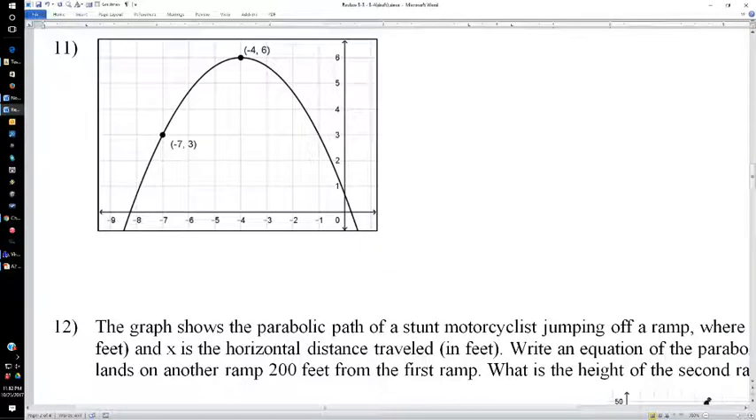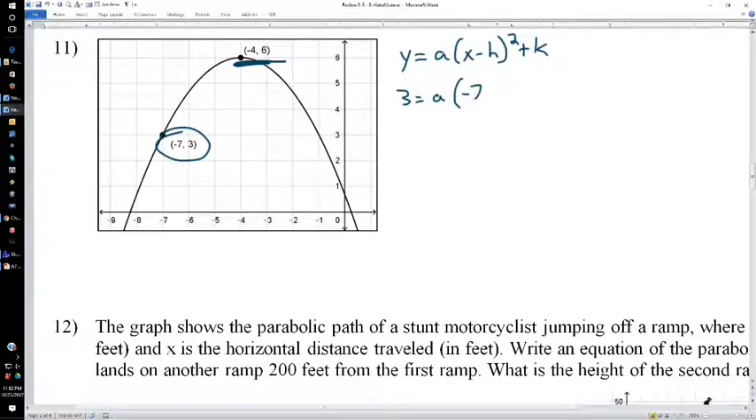Alright, hopefully you gave this one a try, but if not, here we go. Again, y equals a(x minus h) squared plus k. This is our random point, this negative 7, 3. And this one is our vertex. So, random point, I'll just put this up here real quick so that everyone is following along. Y is 3, a we don't know, x is negative 7, h is positive 4, don't forget to flip it, and k is positive 6.